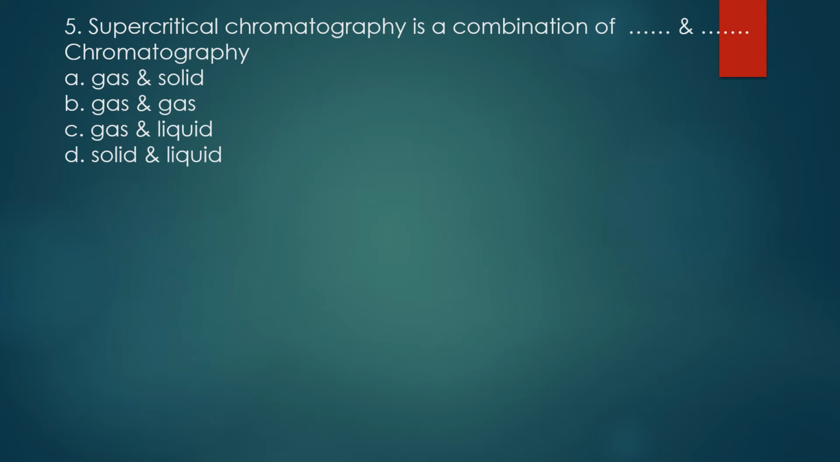MCQ number 5. Supercritical chromatography is a combination of dash and dash chromatography. Option A is gas and solid. Option B is gas and gas. Option C, gas and liquid. Option D, solid and liquid. And the correct option is option C, gas and liquid.